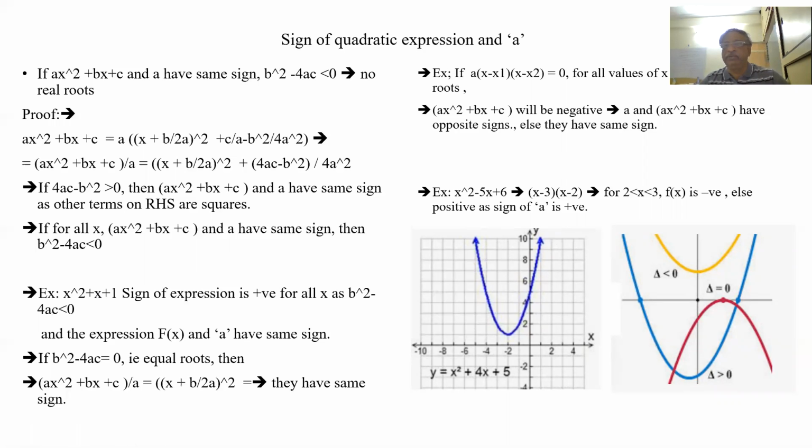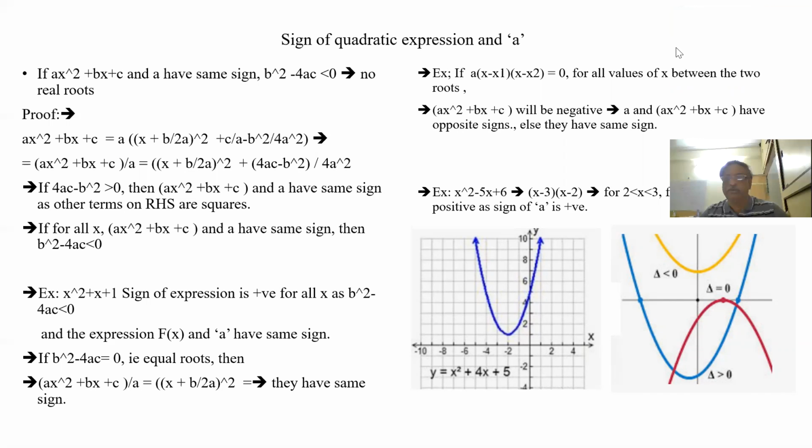If a into x minus 1 into x minus 2 is 0. Now, we know this is like that. These have two roots. Automatically, we need not look for b square minus 4ac. When x1 is put, the value of the expression is 0, and x2 is 0. So it has two roots, x1 and x2. So for all values of x between the two roots, the value is negative. If it is beyond the two roots, the value is positive.